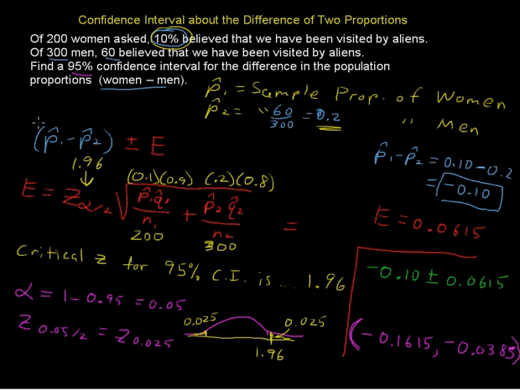You'd say, well, it looks like the difference of the true proportions is actually negative, that there is something there, that fewer women, or a lower proportion of women than men, believe that aliens have visited us. So that was a good example of a confidence interval about the difference of two proportions.